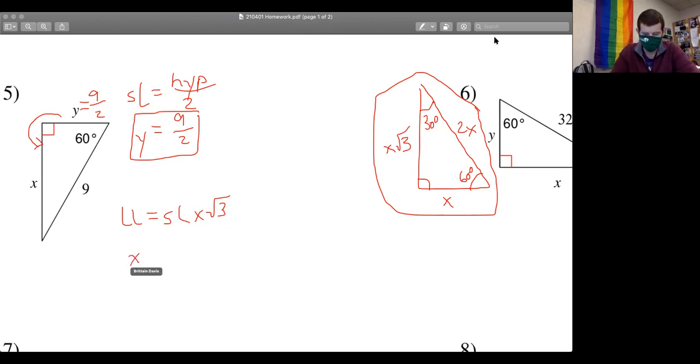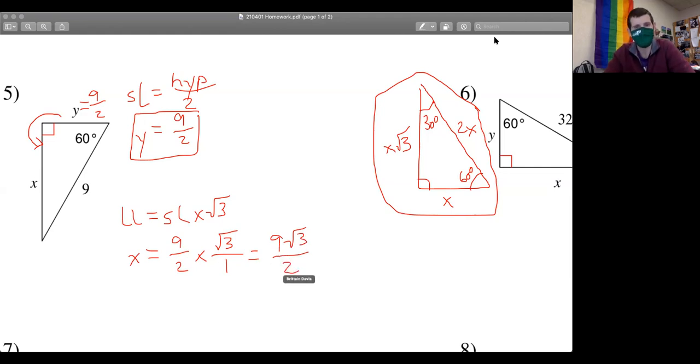So the value I'm looking for is x, which comes from the diagram. I've got 9 over 2 as my short leg. And I'm going to multiply by square root of 3. And just like we did before, square root of 3 can be written as square root of 3 over 1. So now it's 9 square root of 3 over 2. And again, this doesn't look very pretty. In fact, it just seems to get more and more complex and uglier. But this is as simple as we can go.